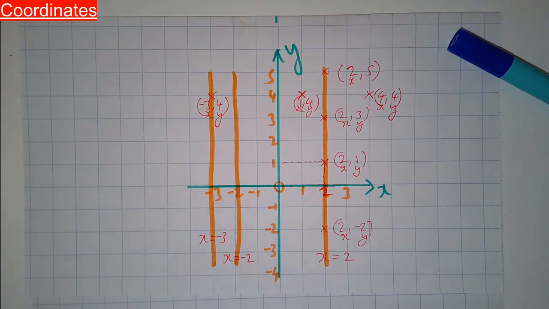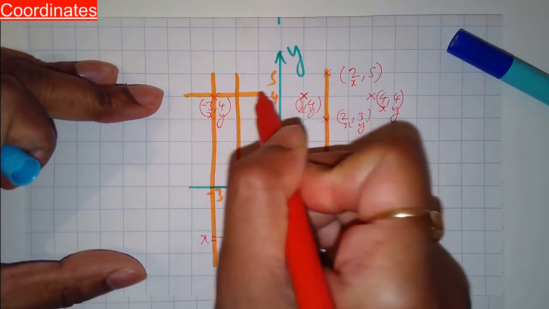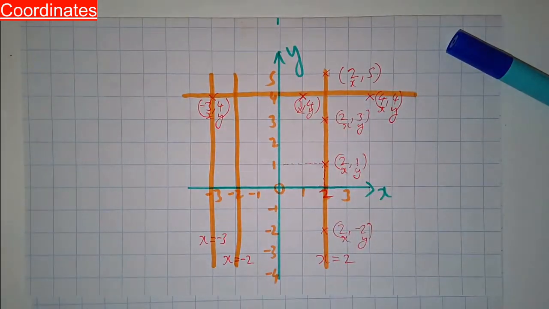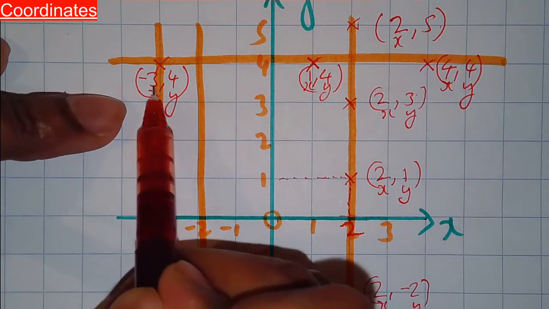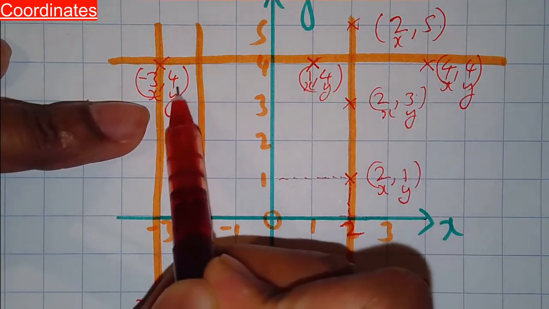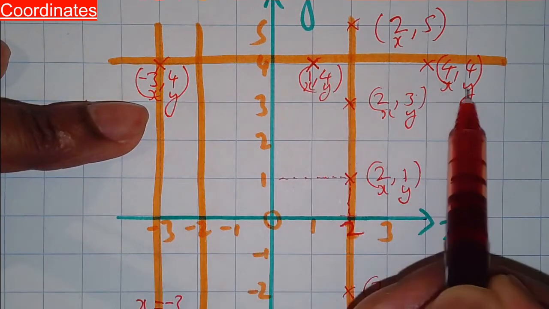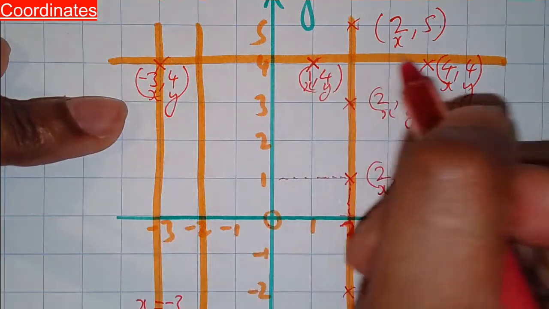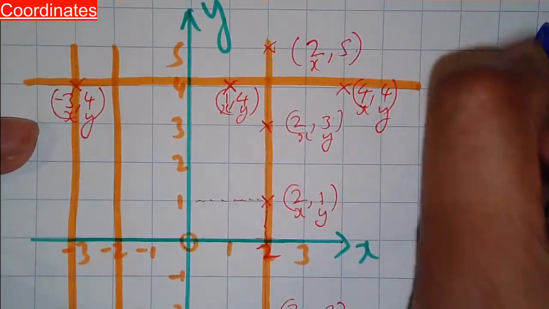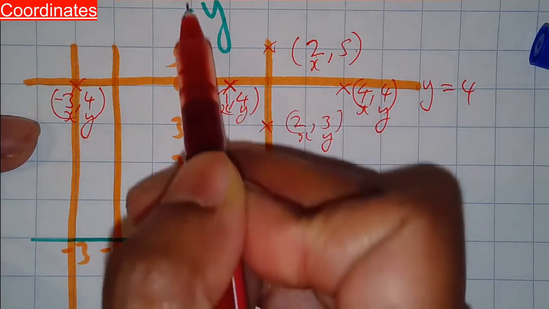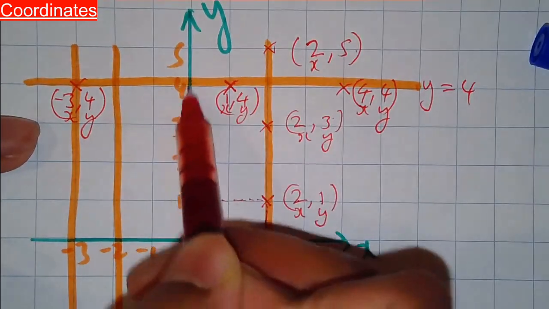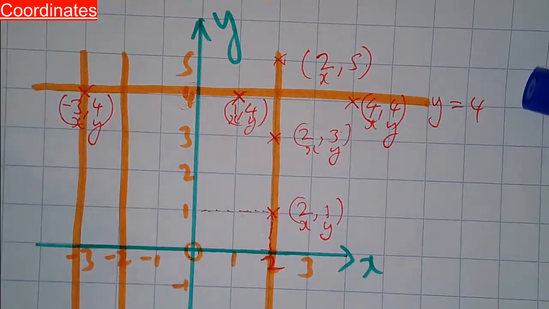Right, what I'll do now, I'm going to join them up. Now you notice all the x values are different, but the y values are the same. That's y equals 4, y equals 4, y equals 4. This horizontal line is called y equals 4. This horizontal line crosses the y-axis at positive 4, so it's y equals 4.